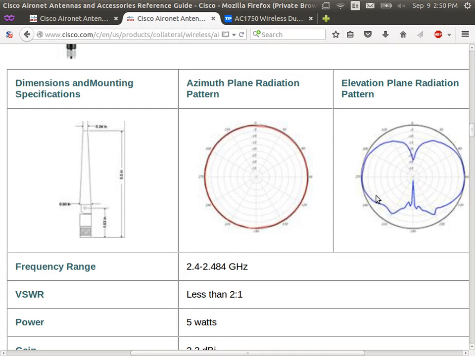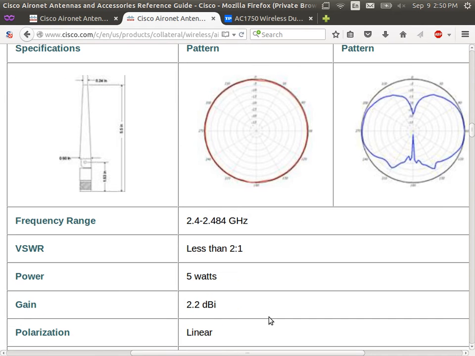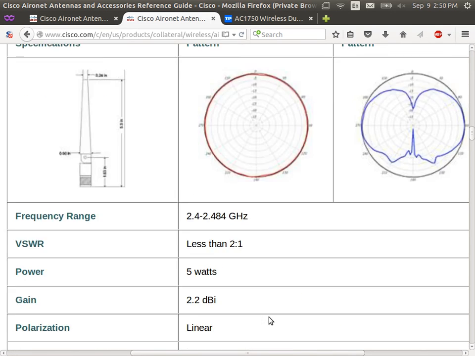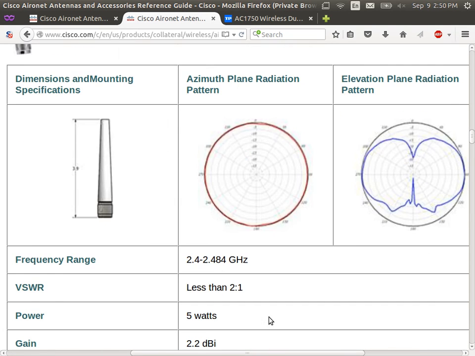Most antennas are designed to work at a specific range of frequencies. So this one is for 2.4 gigahertz, the typical Wi-Fi frequencies. It's a Wi-Fi antenna. And there may be other characteristics. Let's look at some more. Just another dipole antenna. Let's find some different ones.